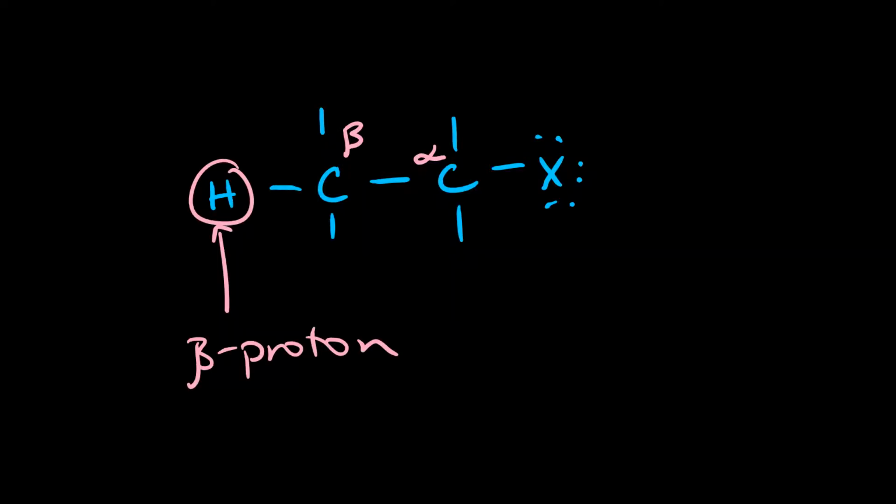The proton on the beta carbon is called the beta proton. And since it is this proton that's lost during dehydrohalogenation, we say that this type of reaction is an example of a beta elimination reaction.